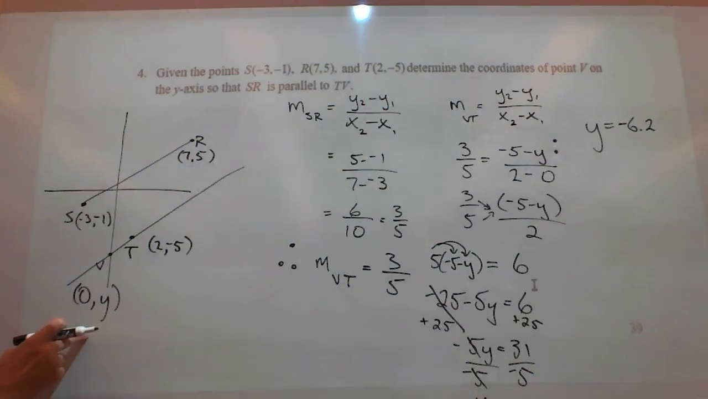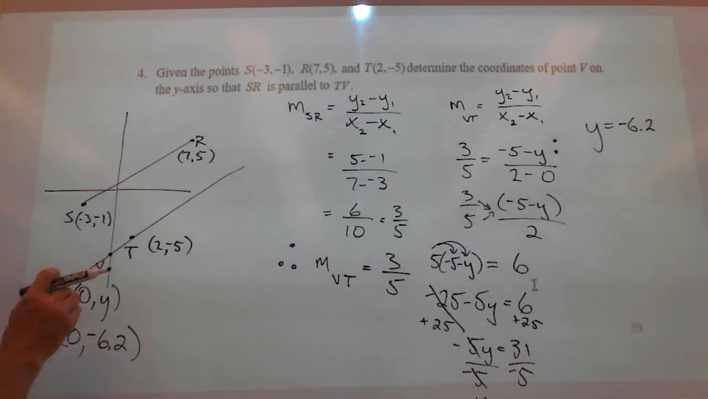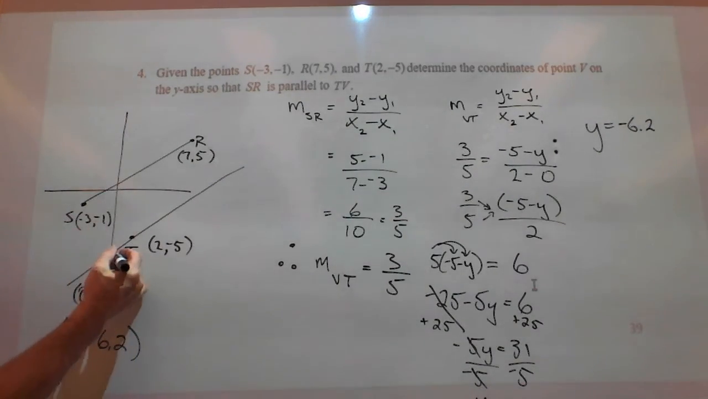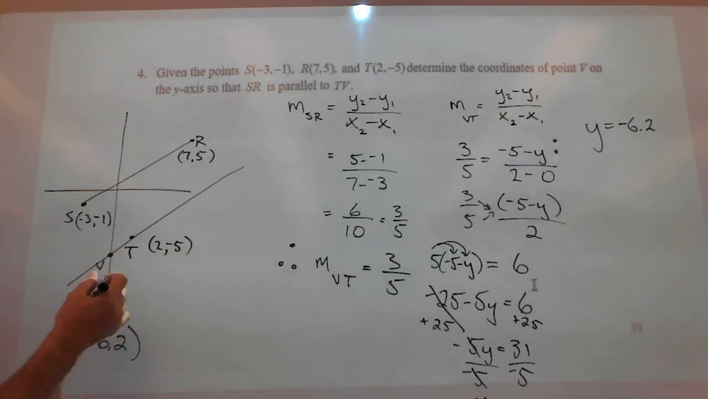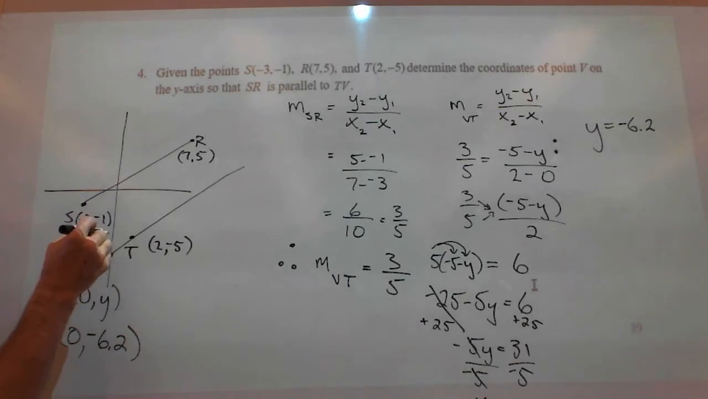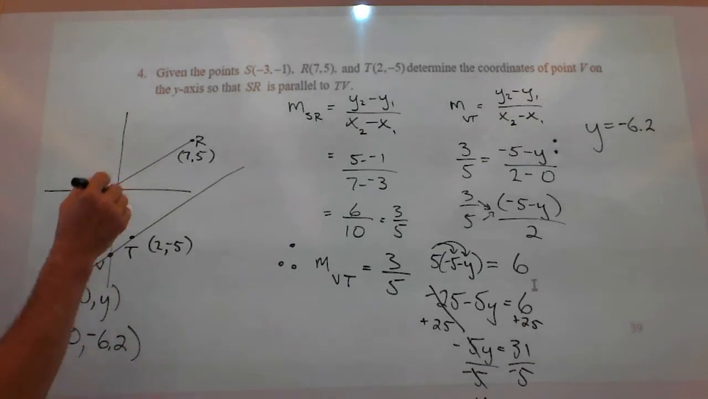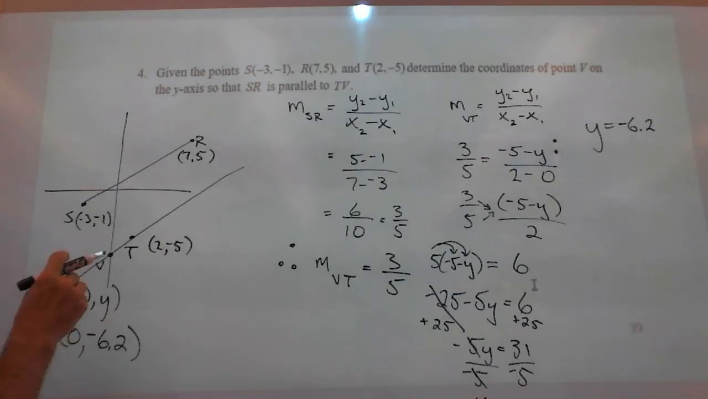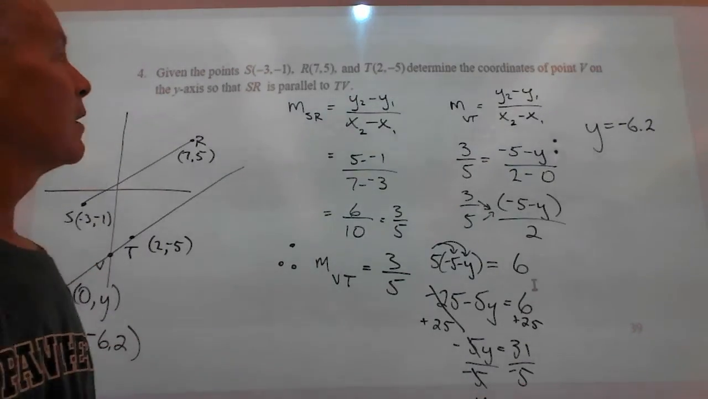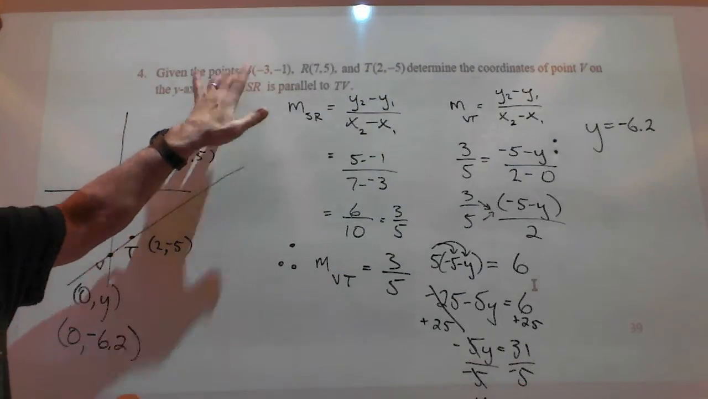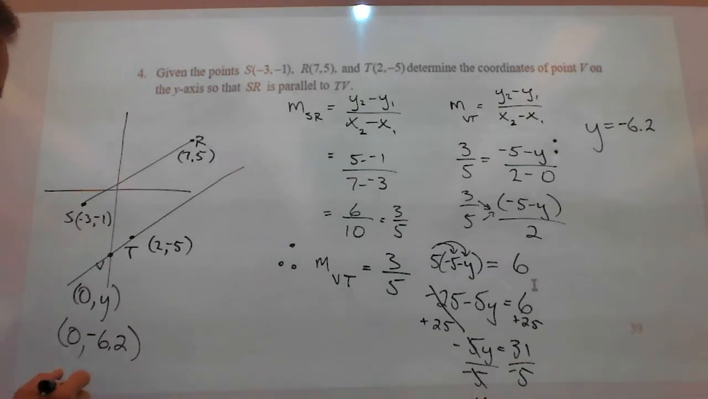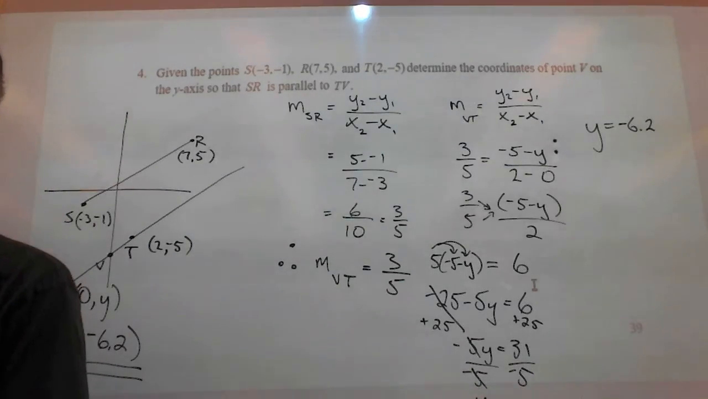Now, does that make sense? Well, let's go back over here. We're saying that this value of y should be negative 6.2. Well, take a look at where this point V is. It makes sense that it's going to cross the y-axis at about negative 6. If we had a grid, it would be a lot more accurate, but that's reasonable. So, we've determined the coordinates of this point V. The coordinates of point V are right here at 0 and negative 6.2.